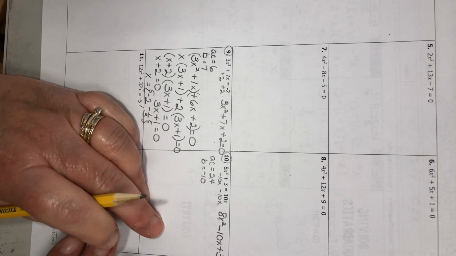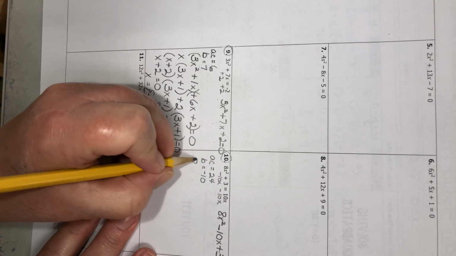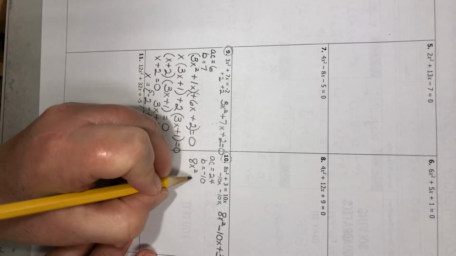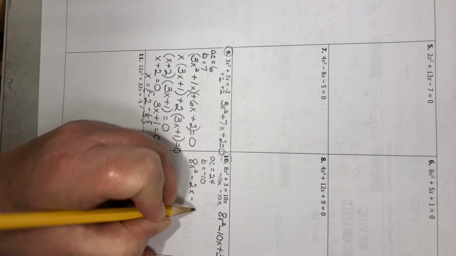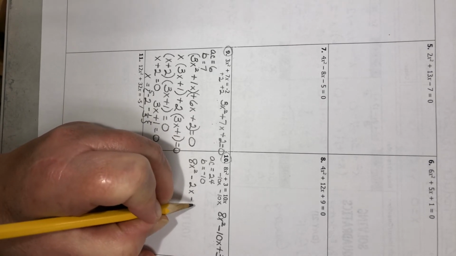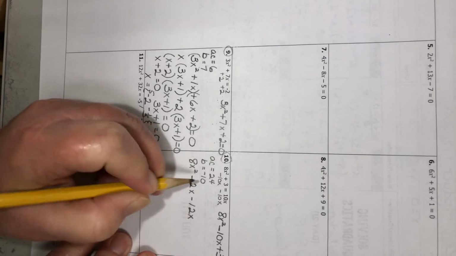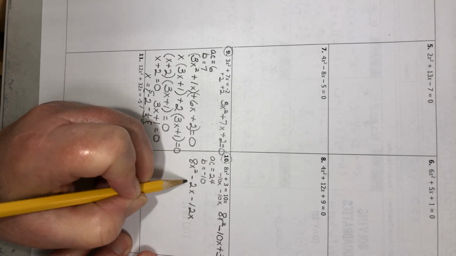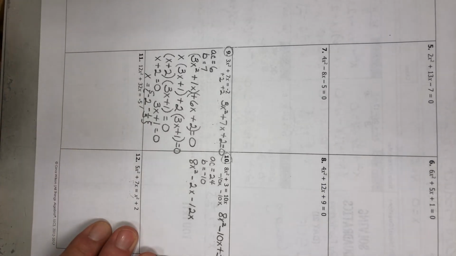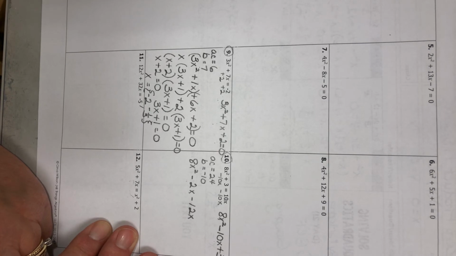How about 2 and 12? Let's try 2 and 12. 8x squared, and I think we're going to need a minus 2x and a minus 12x. So they multiply to positive 24, and they do not add to a negative 10. So are there other factors that we could use?